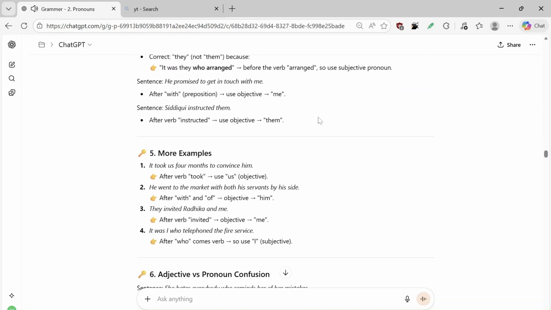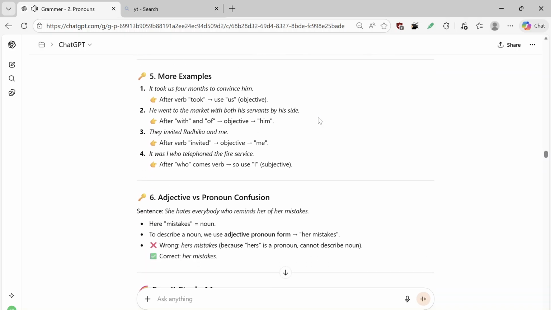5. More examples. 1. It took us 4 months to convince him. After the verb took, use us, objective. 2. He went to the market with both his servants by his side. After with and of, objective him. 3. They invited Radhika and me. After the verb invited, objective me.